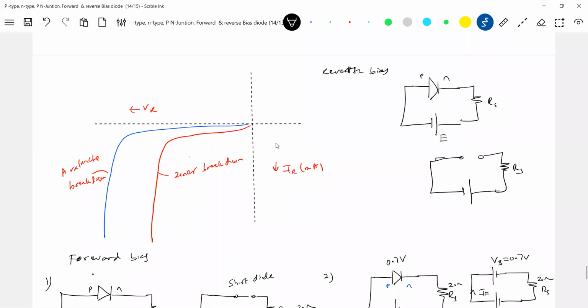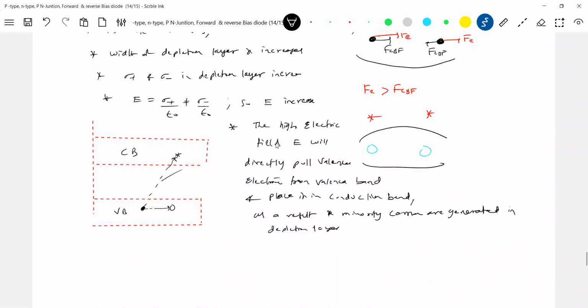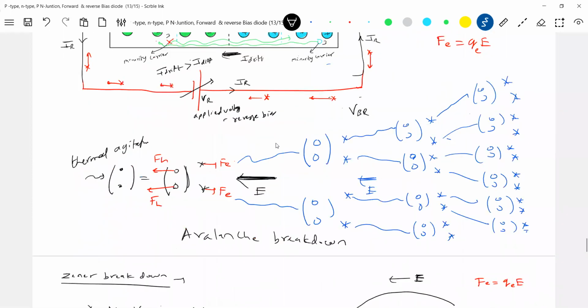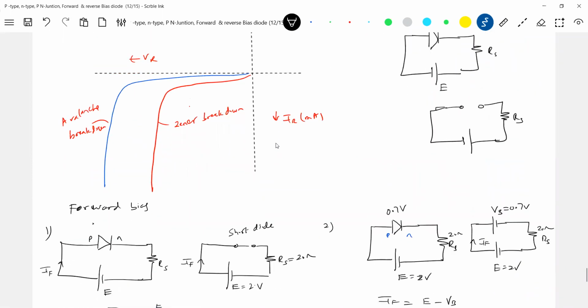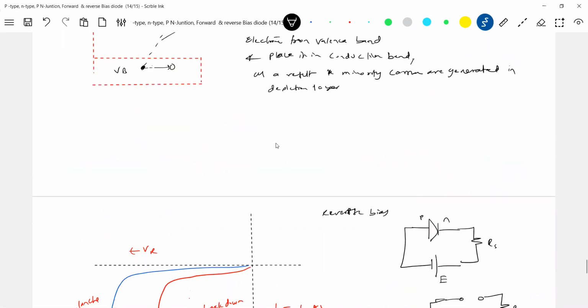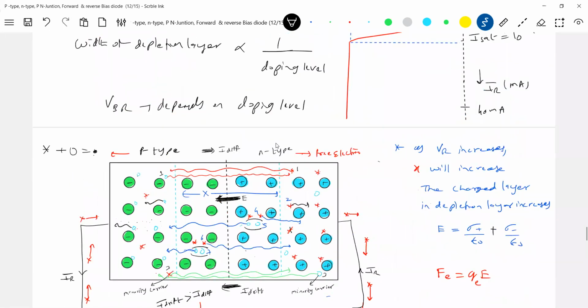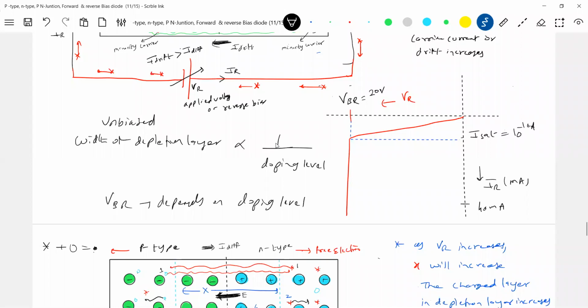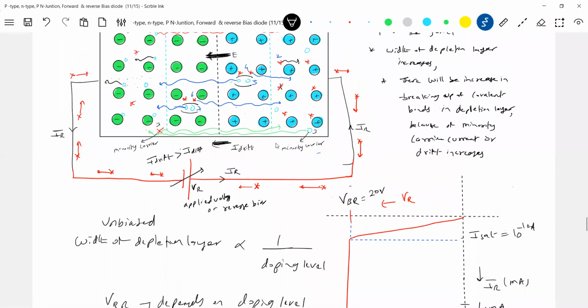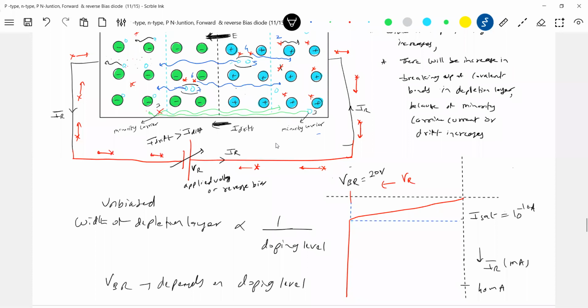Due to minority carriers. Means you have to ask a question like, in the reverse bias, where is the graph? We didn't plot the graph. In the reverse bias, what about the diffusion current here? The diffusion current here is almost negligible, almost zero. So no diffusion current should exist here.